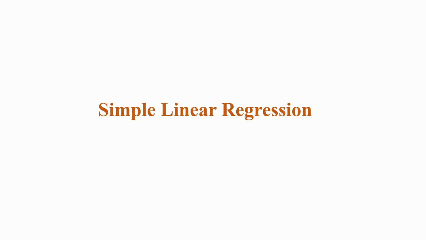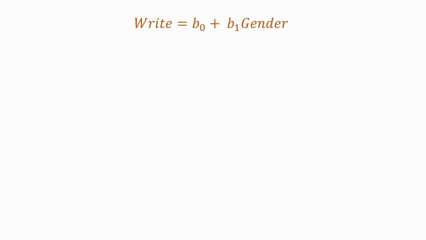So let's look at the simple linear regression first. Simple linear regression suggests that there's only one predictor. So here it is gender. And the dependent variable is what? It's a writing score. So we're going to use gender to predict students' writing score.